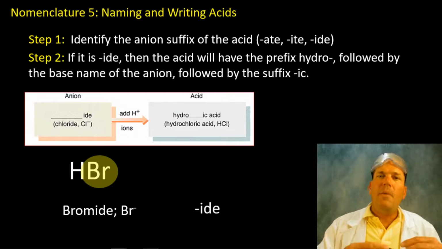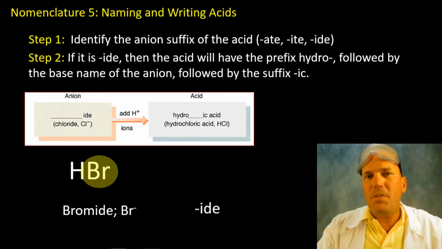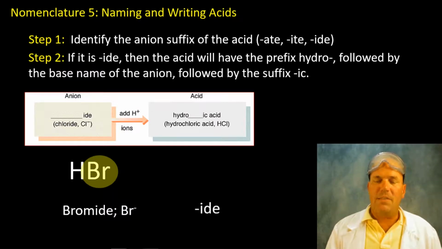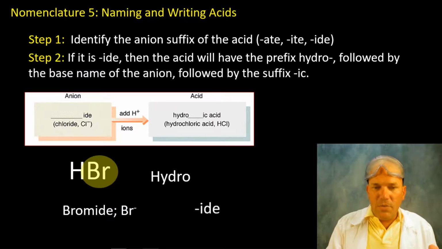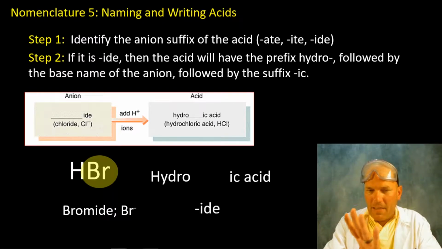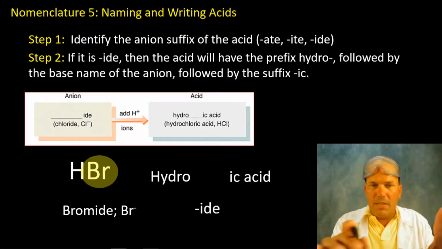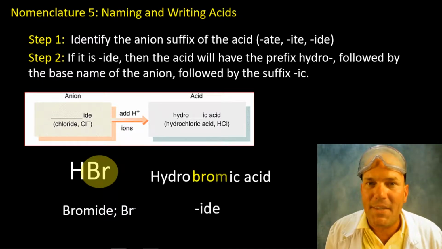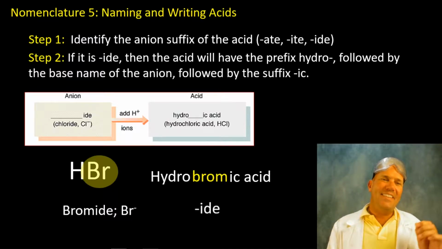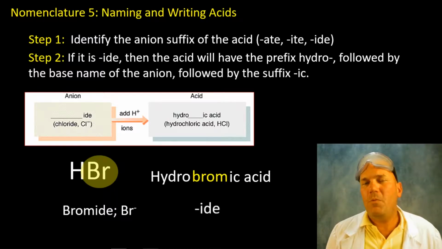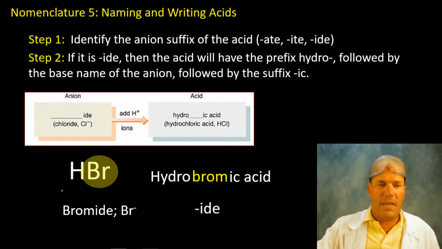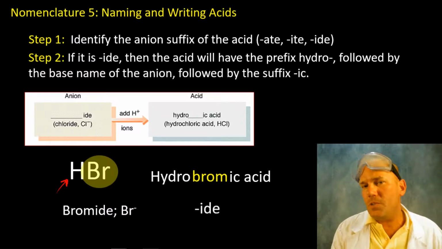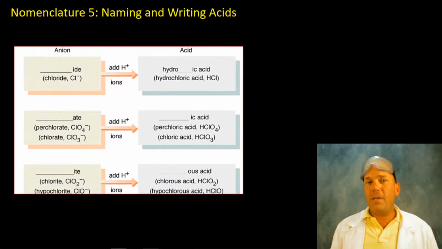And I hope by modeling this, it helps you to understand. Pause the video again and try to articulate this. This is hydro, and then we have that stem ic acid, and the stem is bromic. Hydrobromic acid is the name of this acid here, which is monoprotic because it has one proton associated with its structure.